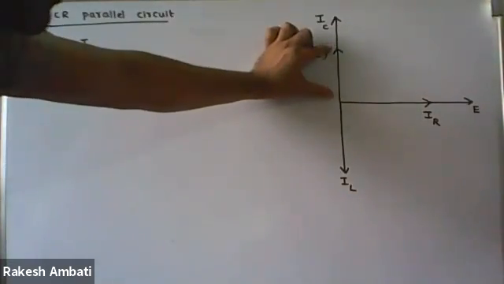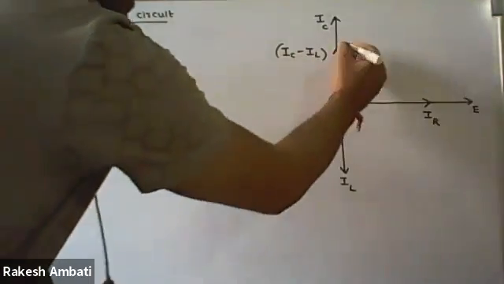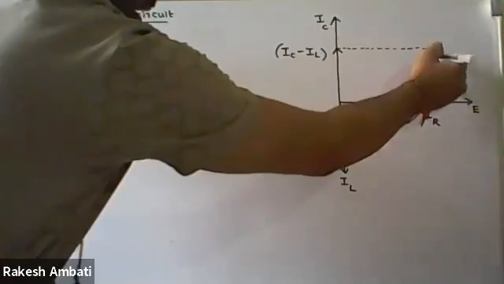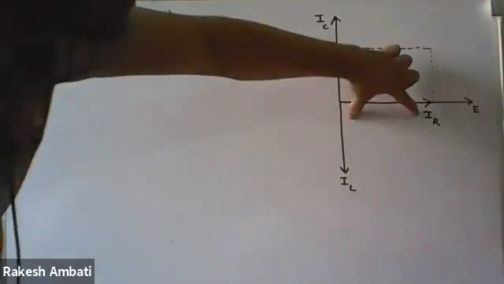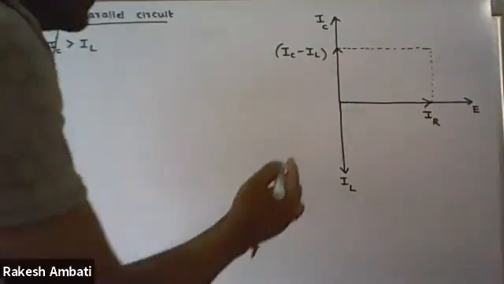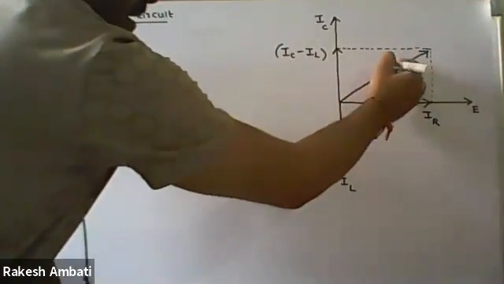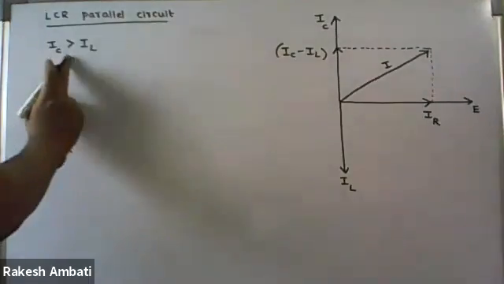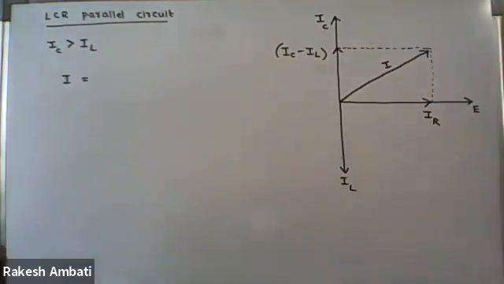Therefore, it is one current vector and another current vector. By using these two vectors, let us make a parallelogram. For this parallelogram, it is one vector and it is another vector. Then how to draw the resultant current? The diagonal of the parallelogram is the resultant current. So here, if IC greater than IL, what is the value of resultant current?